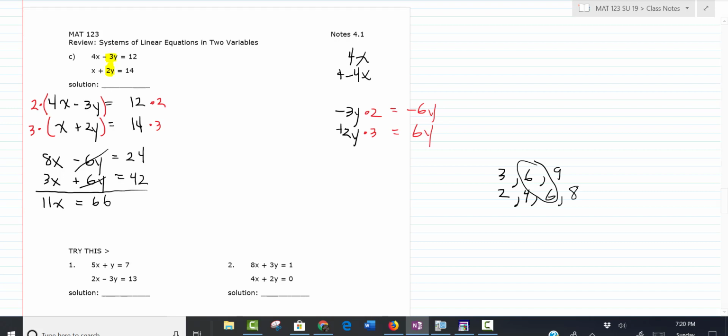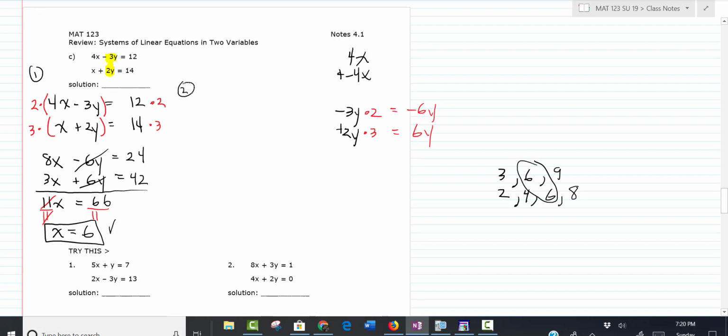All right, so now what we've got to do is something real simple. We just divide both sides by 11 to isolate the x. That'll give x equals 6. 66 divided by 11 is 6. So that gives the value of x then. Okay, so that's the first thing that you want to do.